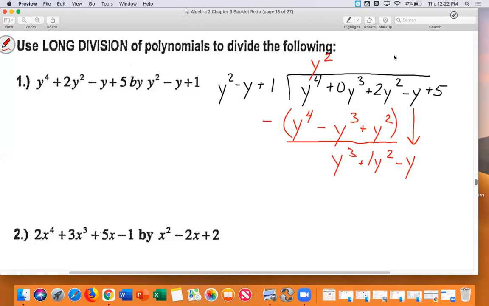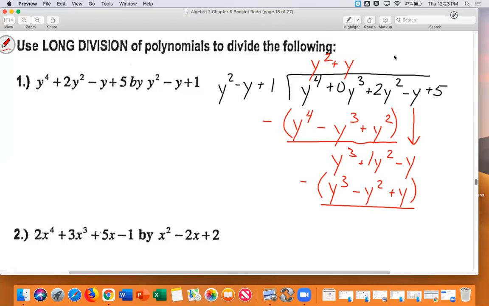Now, again, it's all about the leading degree and the leading coefficient. How do I make a y squared a y cubed? What do I have to multiply it by? So I multiply this by y, so I write plus y. So I do y times y squared is y cubed. Y times negative y is negative y squared. Y times 1 is just y. And again, I'm subtracting here.